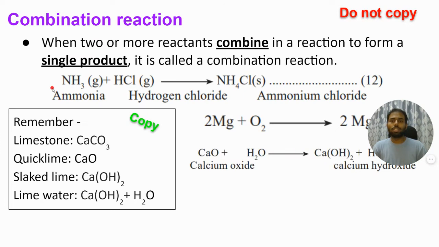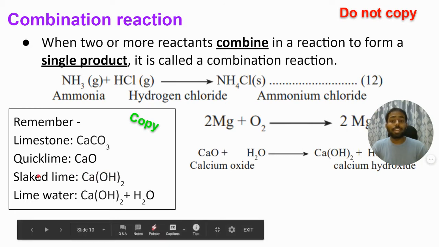Let us move ahead. Okay, before moving ahead, remember that calcium carbonate, CO3 is carbonate, right? Calcium carbonate is also called limestone. Calcium oxide is also called quicklime. Calcium hydroxide is called slaked lime.